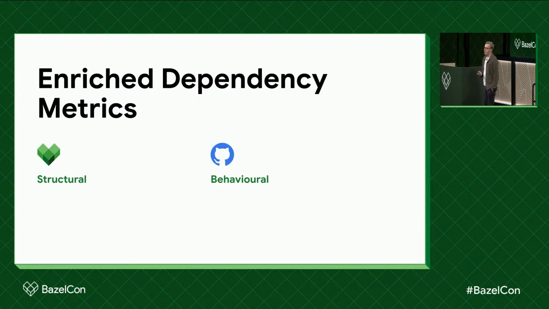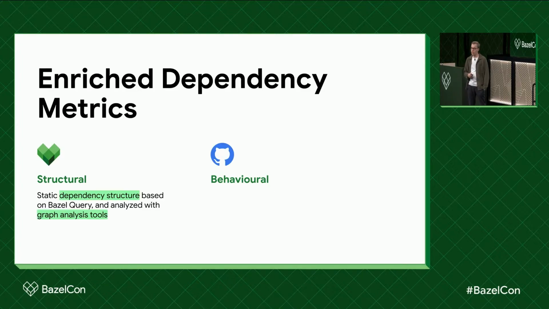So in a nutshell, we have created this type of enriched dependency metrics. And you can think of them as basically being built by two main aspects. On the left-hand side, we have the structural properties of the graph. And for this, we use Bazel Query as a tool in order to extract information about our build targets and how they are related to each other. We can then build up this mathematical graph that we can analyze with graph analysis tools.